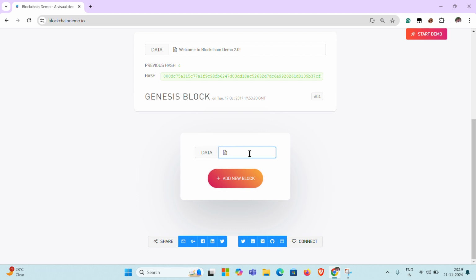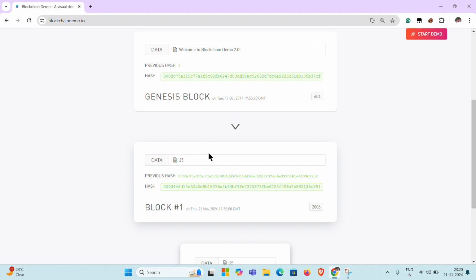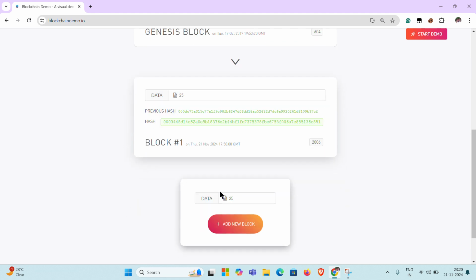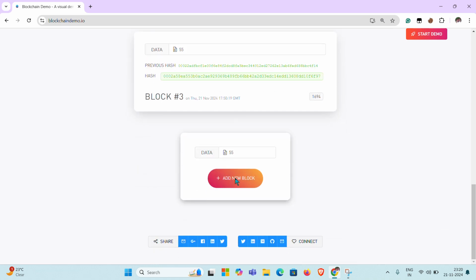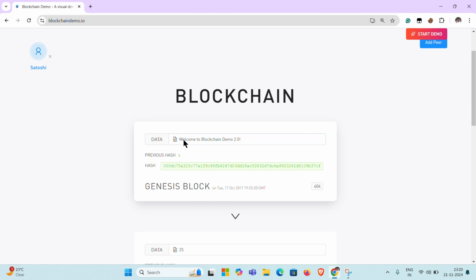Suppose my transactional information is 25. Once added, block one is automatically created with its index. After that, I want to add another transaction, 45. Suppose the next block is added. Suppose I want to add 55. Add the block. Now the third block is added.